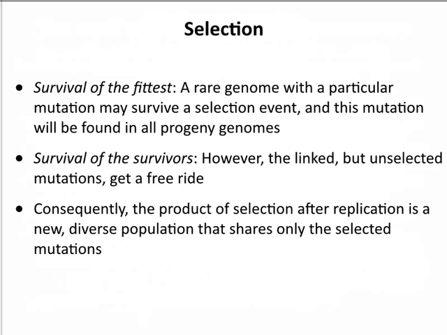So if there is a single amino acid change in the capsid that lets a virus be stable on this table long enough so it can be transmitted to someone else, that mutation will persist. But all the other ones that don't impact thermostability will also come along for the ride. So we call that survival of the survivors. The unlinked mutations get a free ride. So every time a virus infects a new host, you get a new diverse population produced from this quasi-species.